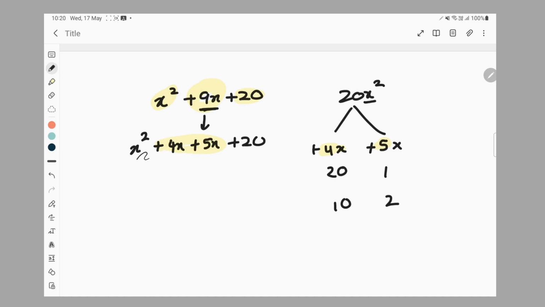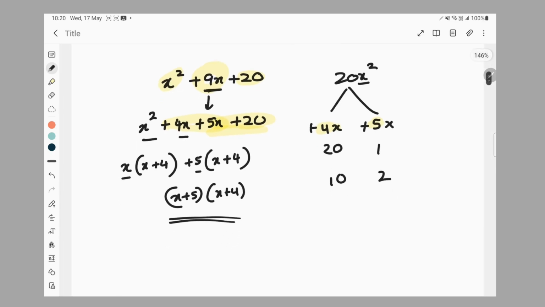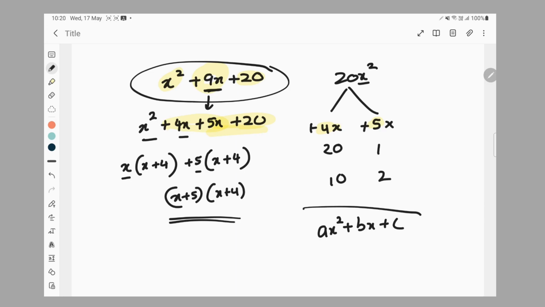Now you do factorization. For these two terms, x is common, take it out, x plus 4. For these two terms, 5 is common, I'm going to take 5 out, x plus 4. Then take the outside ones in one bracket and the other two in another, so x plus 5 and x plus 4. This is called quadratic factorization. What is a quadratic equation? This is a quadratic equation. Why do we call it a quadratic equation? Because it is in the form of ax squared plus bx plus c. This is the style of a quadratic equation.